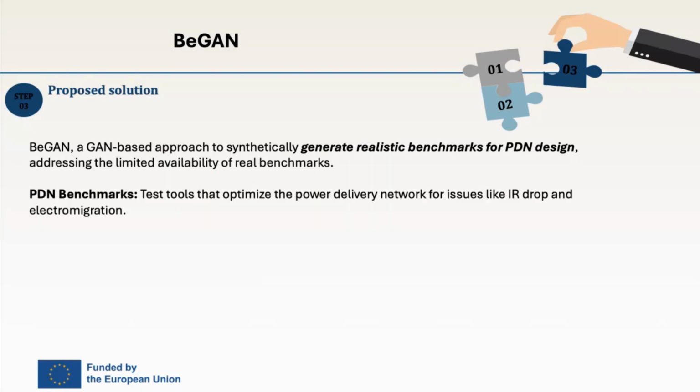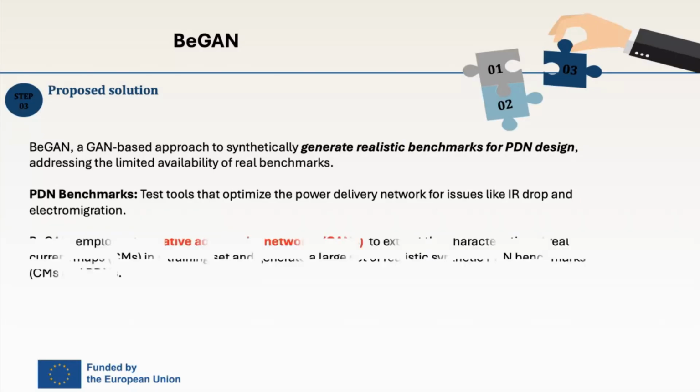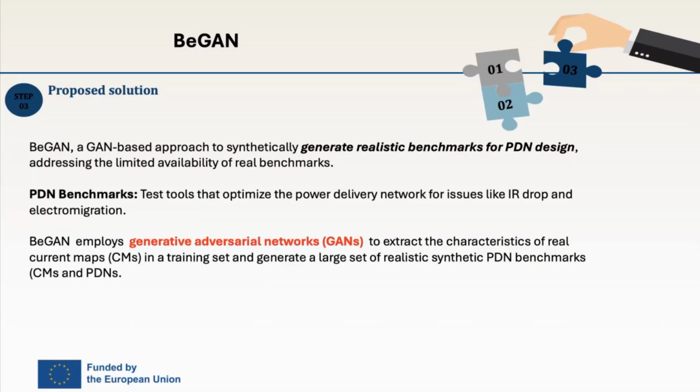The EDA benchmark is a tool or method to evaluate a new design for IR drop and electromigration. In this paper, they used a generative adversarial network to extract specific features from the current map and train the model on these features in order to generate many new benchmarks that can be used to validate new methods.